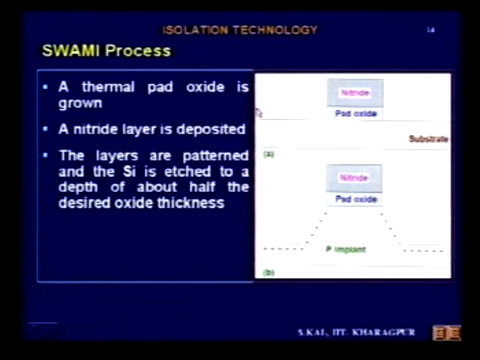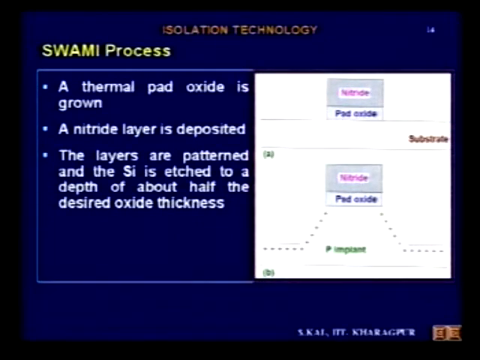Then the layers are patterned and the silicon is etched. Layers are patterned means here it has been patterned, it is masked, because nitride and pad oxide have been removed from this region and this region. That means you have to go for a lithography step. You have to follow a masking step, because you want to protect this region from formation of oxide or etching, but here you want to remove some of the silicon where you want to grow the silicon dioxide.